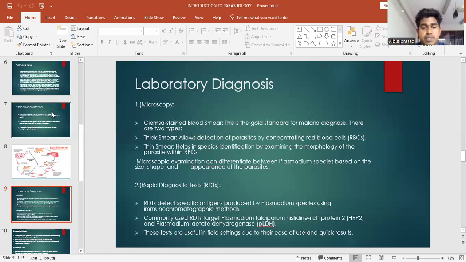Now the rapid diagnostic tests. These tests detect specific antigens produced by Plasmodium species using immunochromatographic methods. So commonly used methods are Plasmodium falciparum histidine-rich protein 2 and Plasmodium lactate dehydrogenase. These tests are useful in field studies due to the ease of use and quick results.